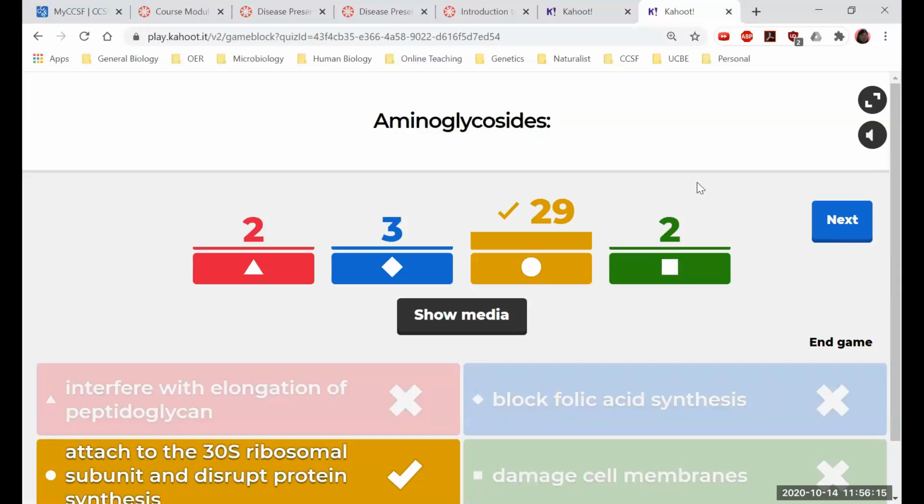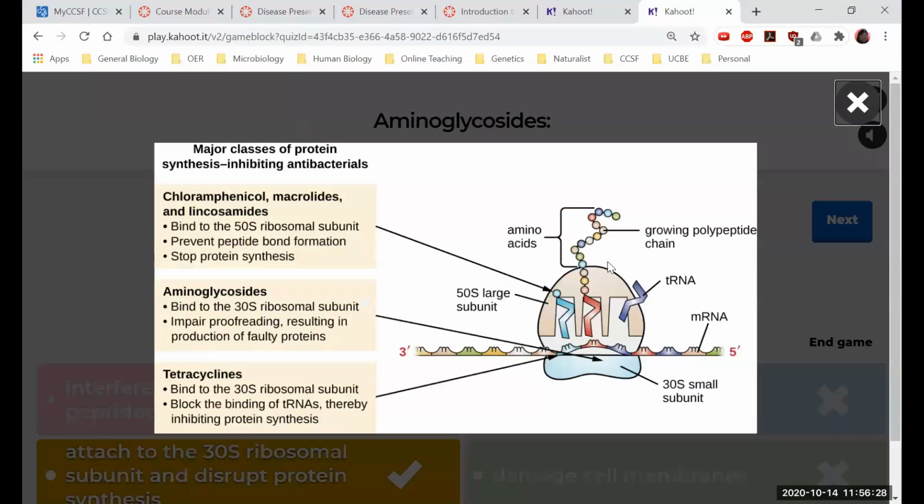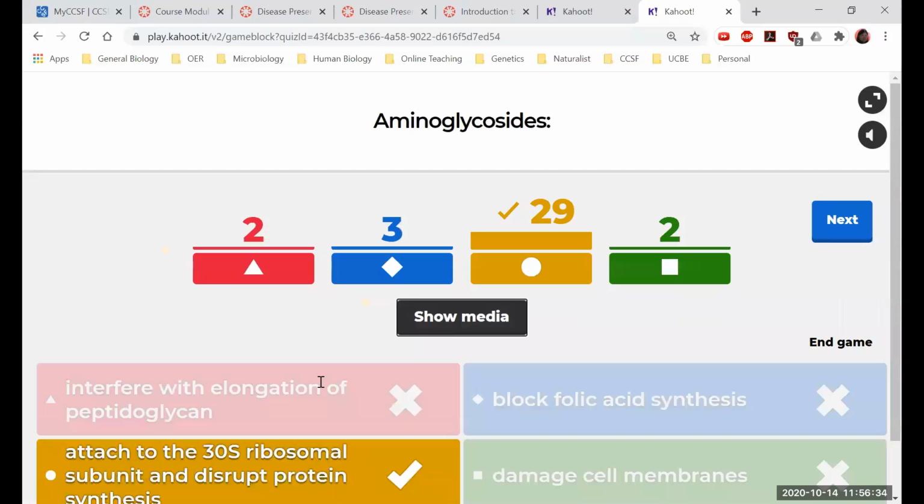Okay, not bad for the first one. We actually have 29 people giving the correct answer. So it's a definition question. Basically, what do aminoglycosides target? And the correct answer, of course, is the small subunit of the ribosome. It's not a cell wall inhibitor. It's not a metabolic inhibitor, and it's not a cell membrane disruptor.